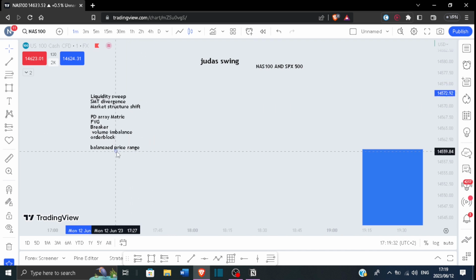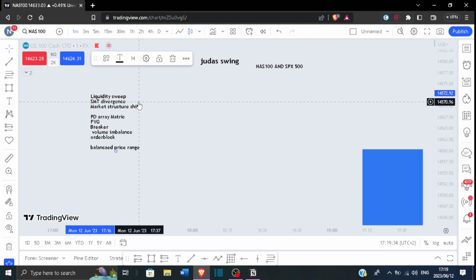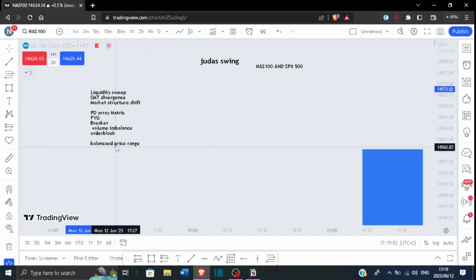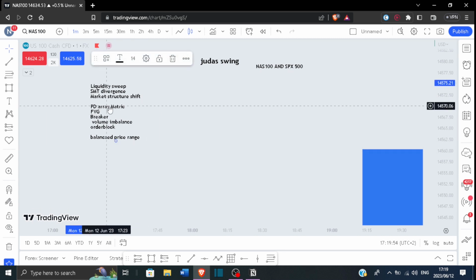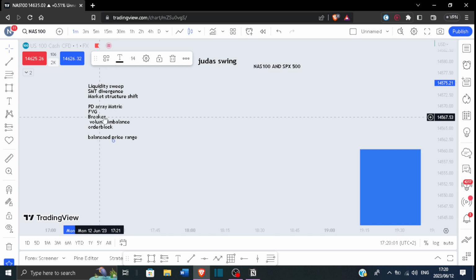The first entry requirement that we have is that we want a liquidity sweep. After we have a liquidity sweep, we want to see SMT divergence. After SMT divergence, we want a market structure shift in the opposite direction. And if you do not know what SMT divergence is, you can go check out my previous video on SMT divergence, link in the description.